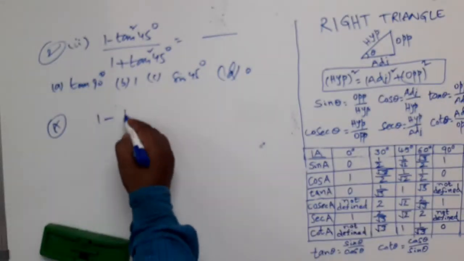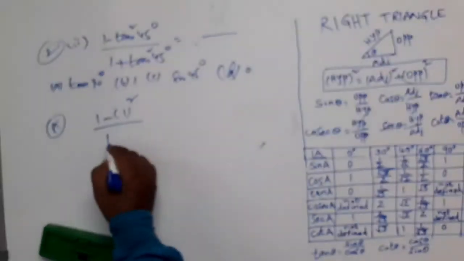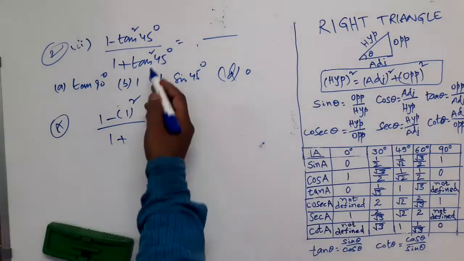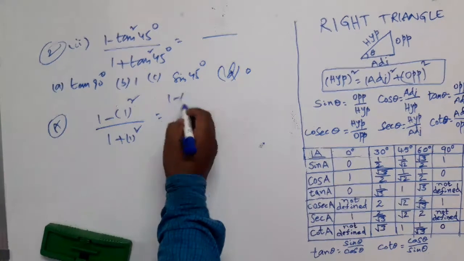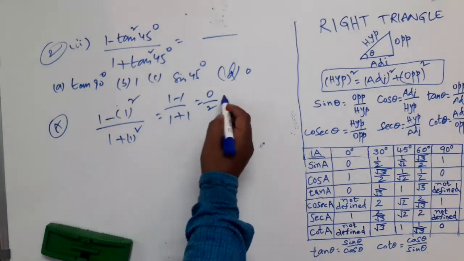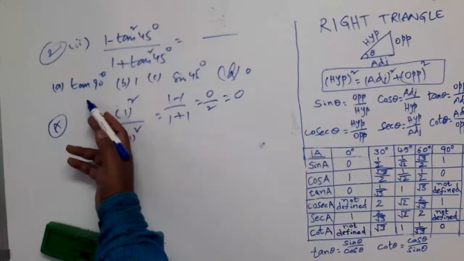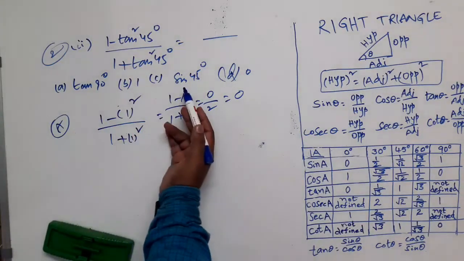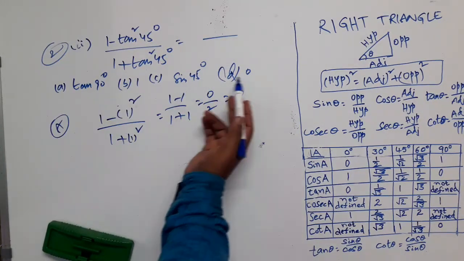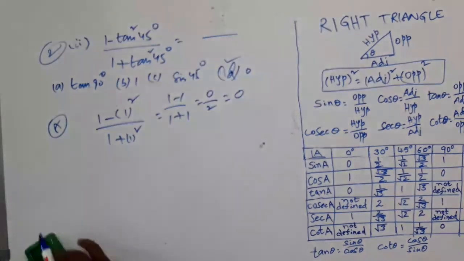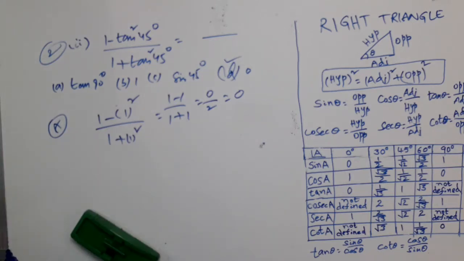Let us simplify. 1 minus tan 45 degrees whole square. What is tan 45 degrees from the table? 1. In the same way, 1 plus tan 45 degrees whole square. So 1 minus 1 by 1 plus 1 is 0 by 2, that is 0. Which option is correct? Tan 90 degrees is not defined, this is 1, sin 45 degrees is 1 by root 2, and this is 0. So your answer is option D. This is part 2. Next, third part.